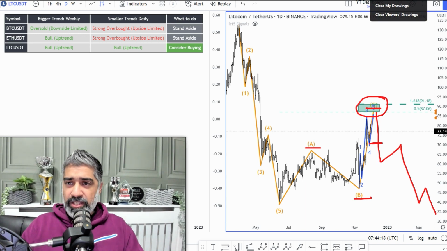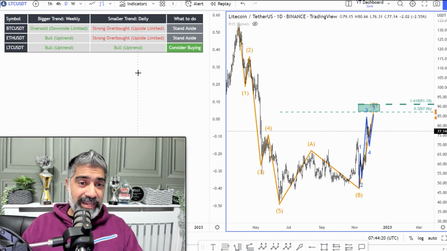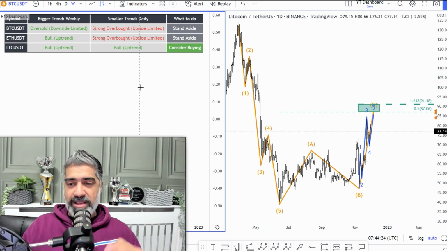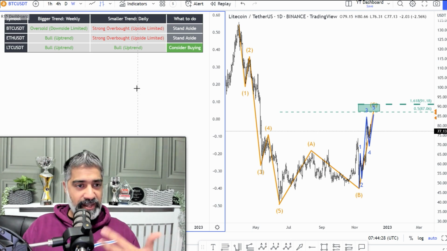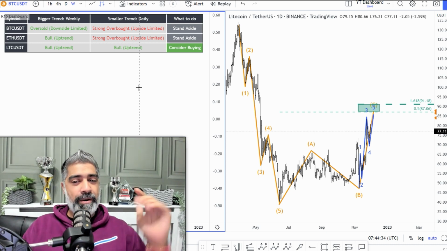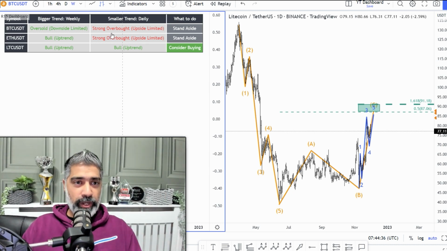So there you have it. Bitcoin, stand aside. Ethereum, stand aside. Short term Litecoin opportunities on buying. Again, it depends on your trading strategy and risk tolerance and if you're a day trader or not. But me personally, I would want to wait for a few days and see how it pans out and look for further shorting opportunities.